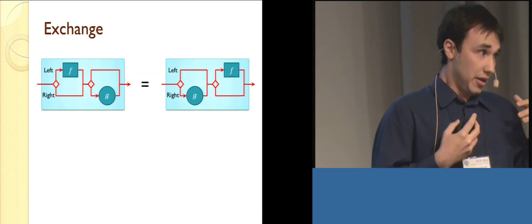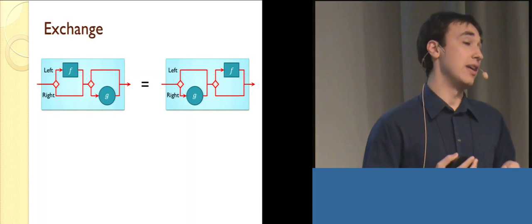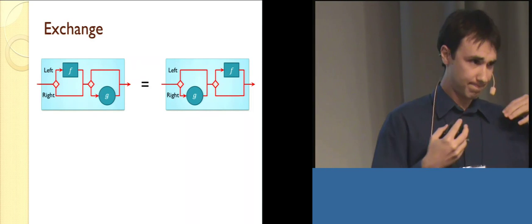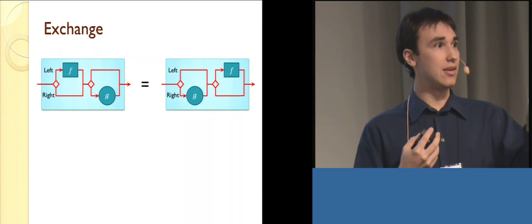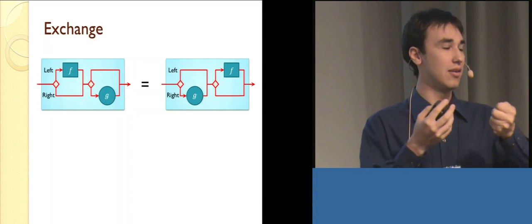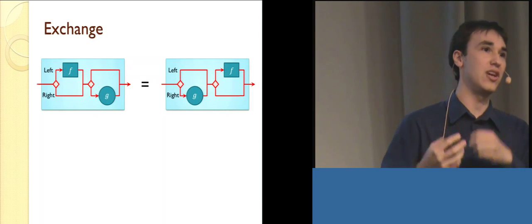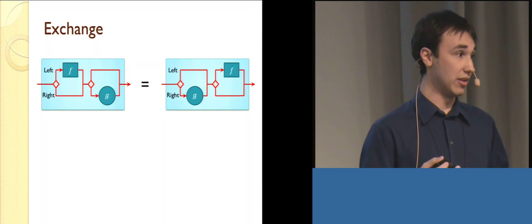It says that if you have a value that's either left or right, and you calculate the left value of f and then the right value of g, versus the right value of g and then the left value of f, then these are equivalent.